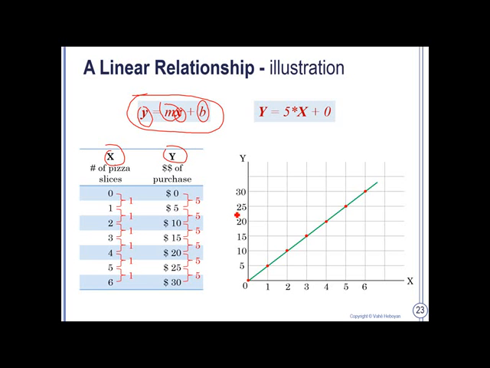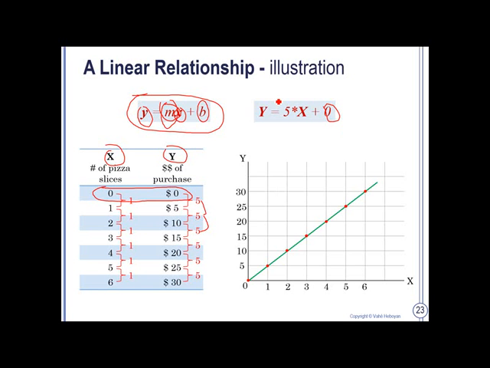Remember, b is the value where our straight line intersects with the y-axis. In other words, this is the value when our x is equal to 0. We can see from the table that when x, the number of pizza slices, is 0, then y is equal to 0 as well. Therefore, we already know the value of b is equal to 0. We also know that the incremental change between x and y is $5, and that's where our m is. In other words, m indicates how much the value of y is going to change for every single extra unit change in x.